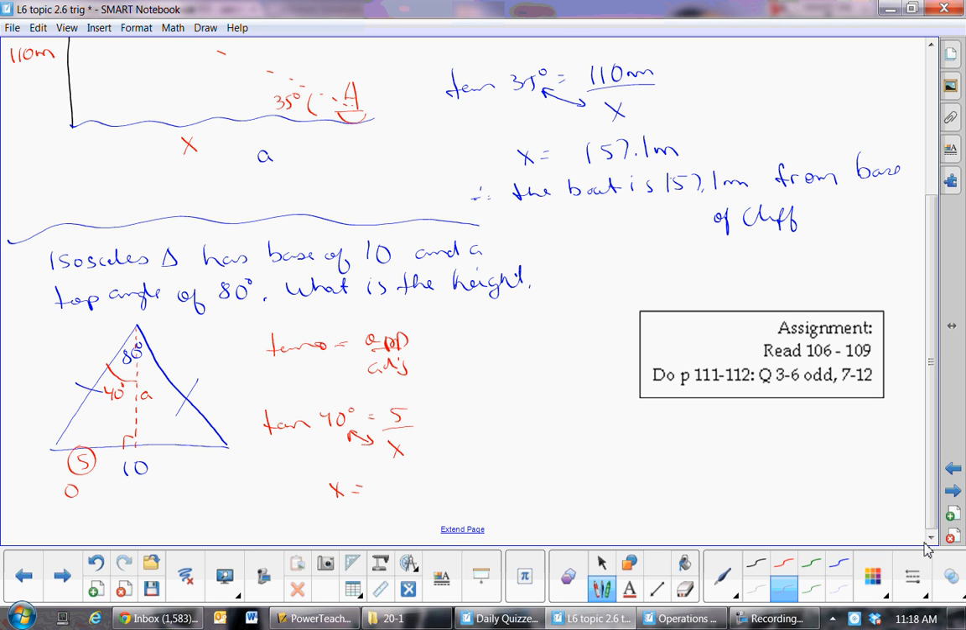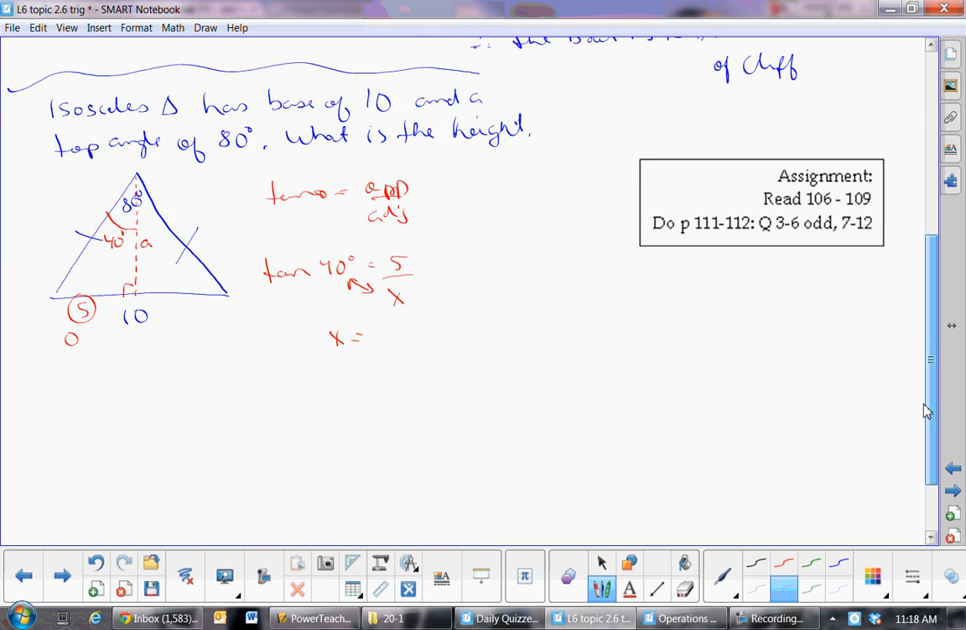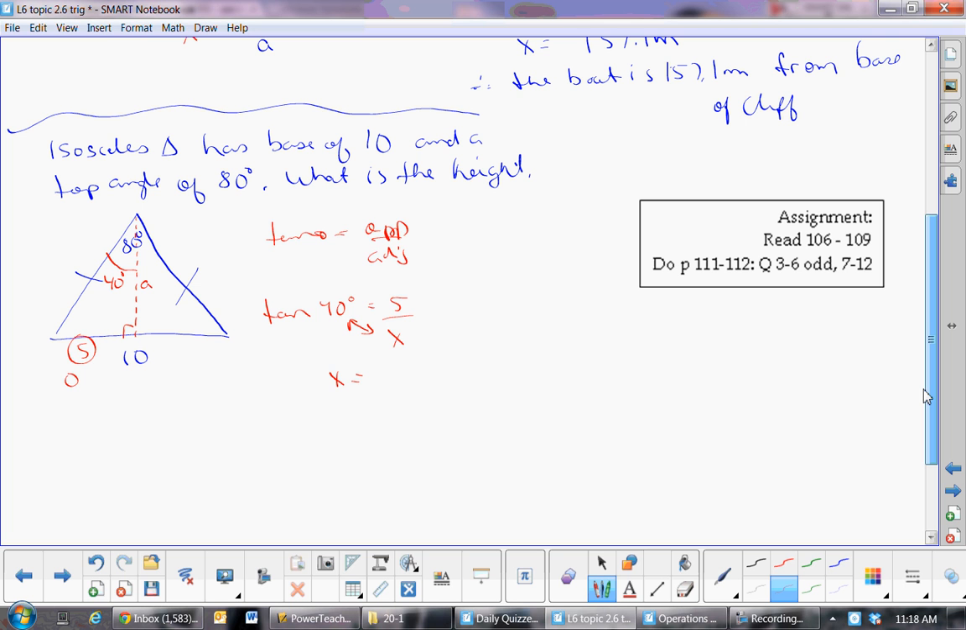6? Okay. That is way different than the last teacher got. What did you get? 5. Okay, so we're going for x equals 6. Does that make sense? Okay. Any questions?